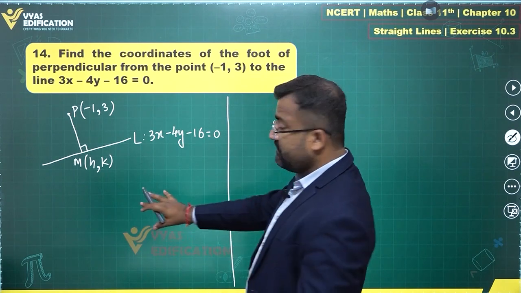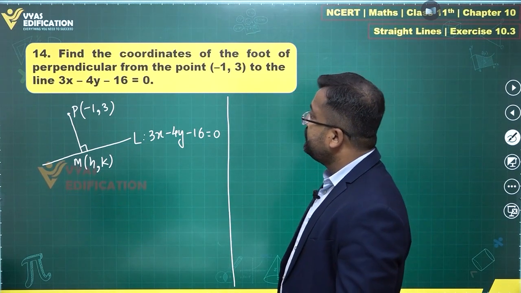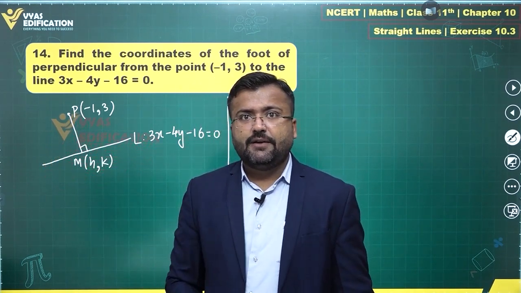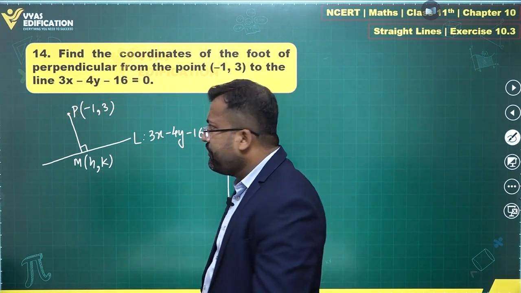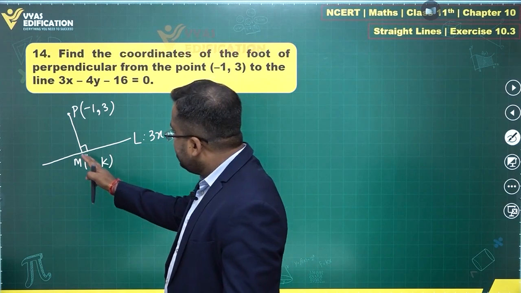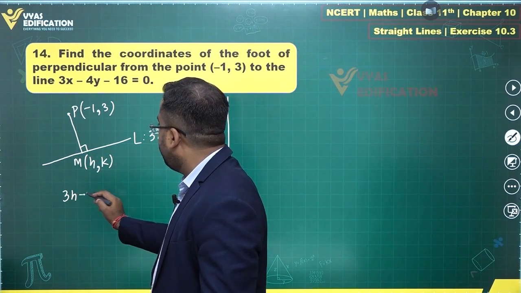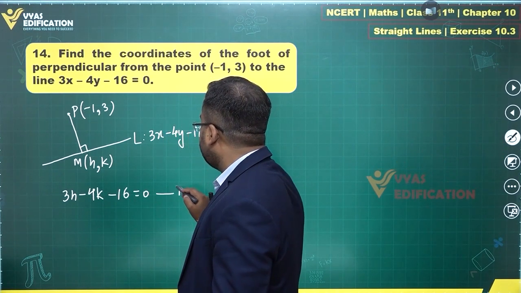Because NCERT people want this kind of a thing. Coordinates of the foot of the perpendicular from the point this to the line this. So we need h and k. There are two unknowns, right? And for solving for h and k, you will need two equations. One of the equations can be directly seen: M point lies on this particular line. Therefore, 3 times h minus 4 times k minus 16 is equal to 0. This is equation number 1.